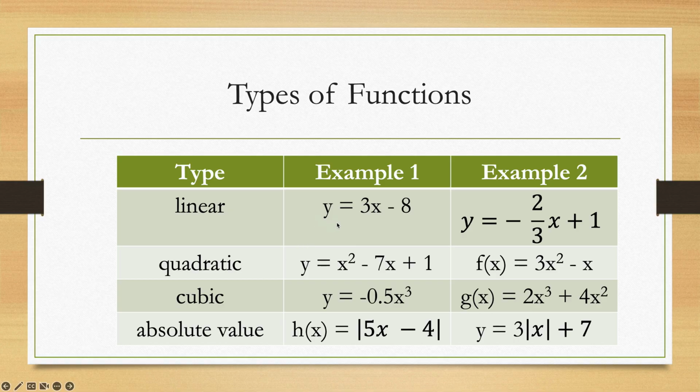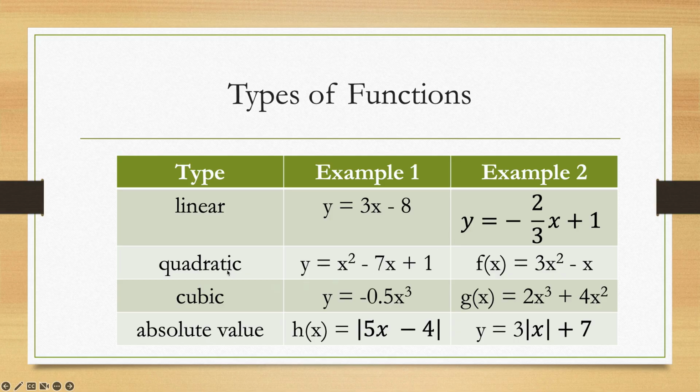An example of a linear function. Linear just means the highest exponent on the input is 1. So y equals 3x minus 1, y equals -2/3 x plus 1. In other words, y equals mx plus b is a linear function. These make straight line graphs. And the first 4 letters of linear spell line. Very good.